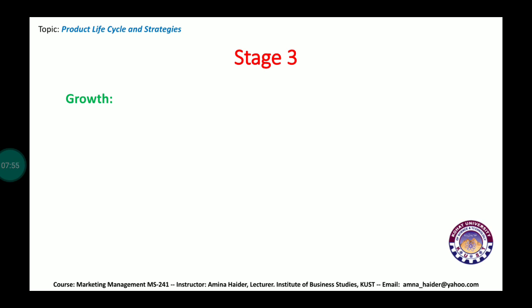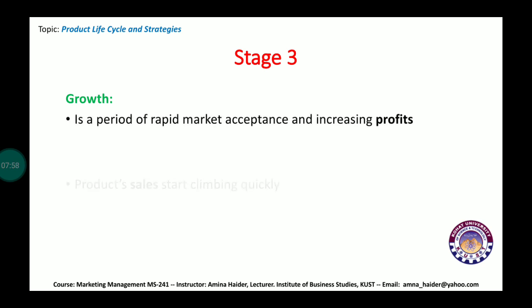The next stage is the growth stage. It's a period of rapid market acceptance and increasing profits. Product sales start climbing quickly. During the growth stage, consumers have accepted the product in the market and customers are beginning to buy the product. That means demand and profits are growing.